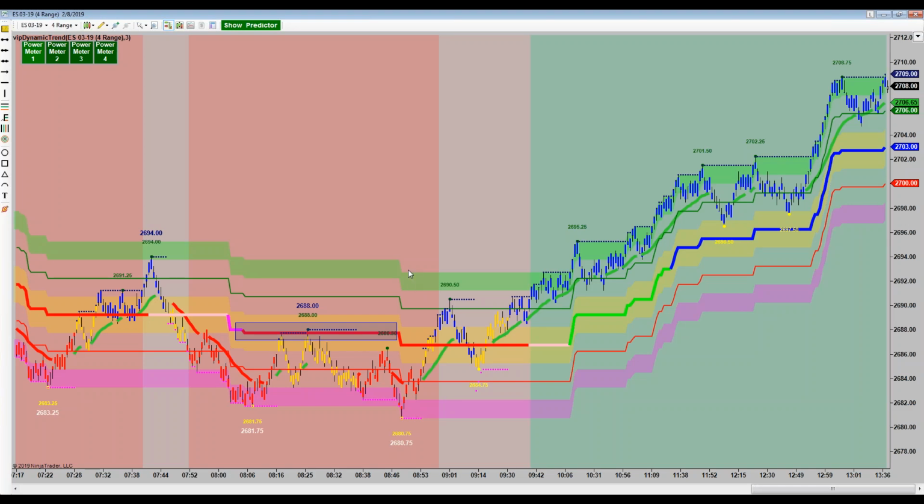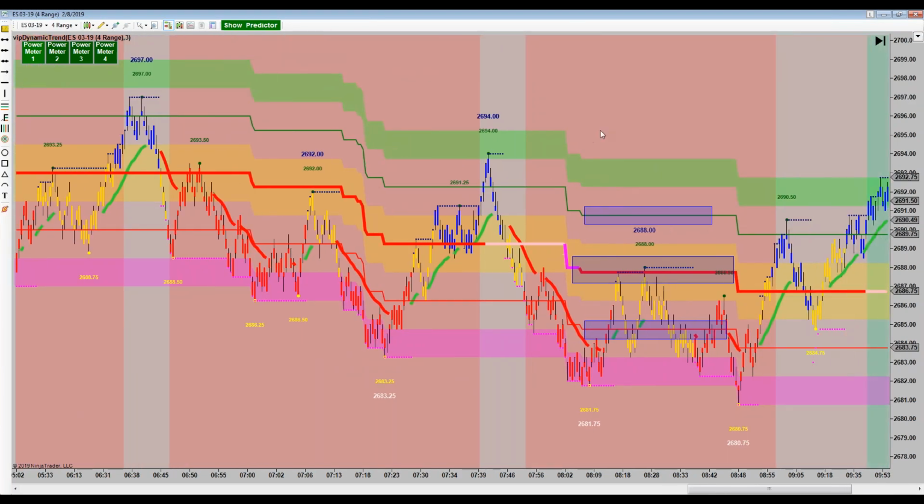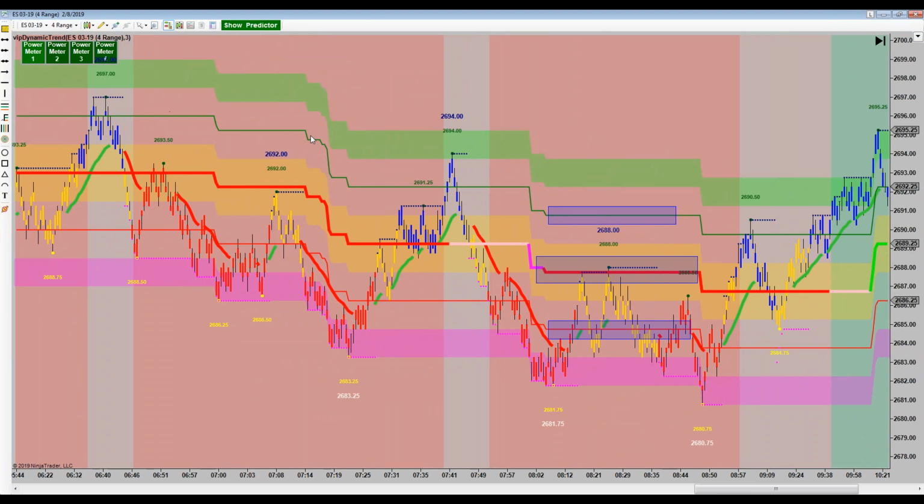The other bands that come into play are line 6, which is right here, and line 2, which is right here. For the purpose of simplicity in this webinar, I'm going to keep it really, really simple. When the background is red, the bars are predominantly red, and you are getting a series of lower highs and lower lows, you are said to be in a downtrend.